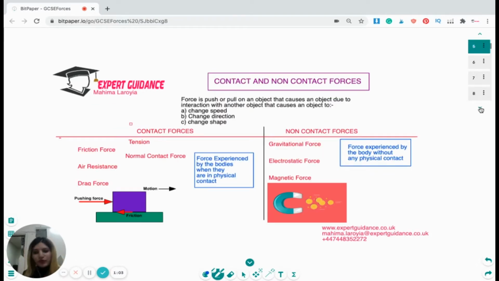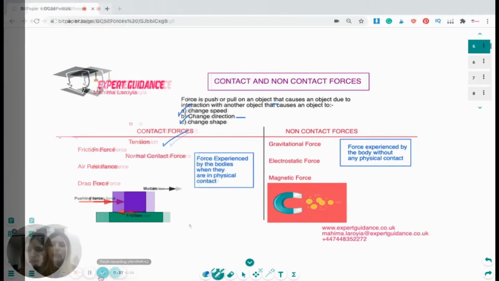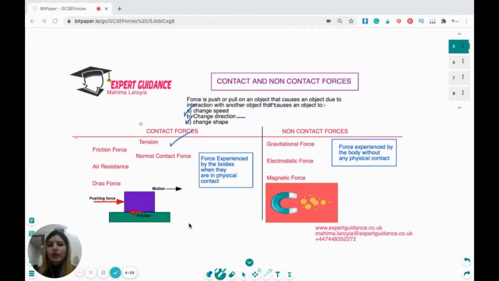Now let's come to forces. Now, what is a force? If I push or pull something, is that a force? No. Force is a push or pull on something that will either change the speed or the direction or the shape of the object. So force is a push or pull on an object that causes the object to change speed, direction, and shape. I hope you're clear with what are forces.